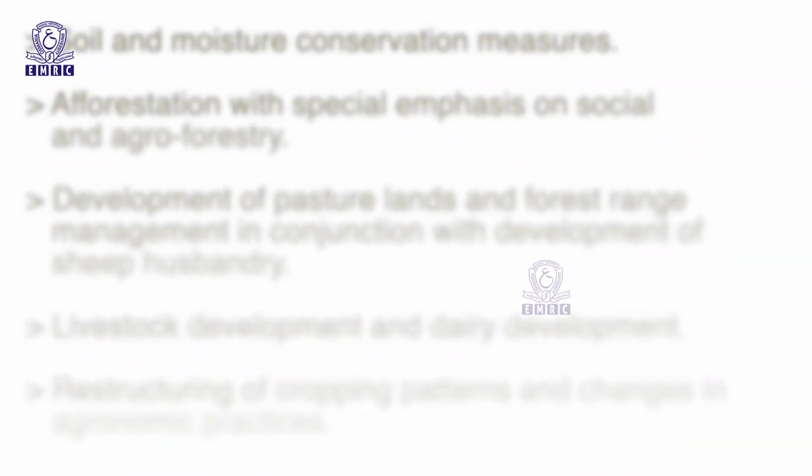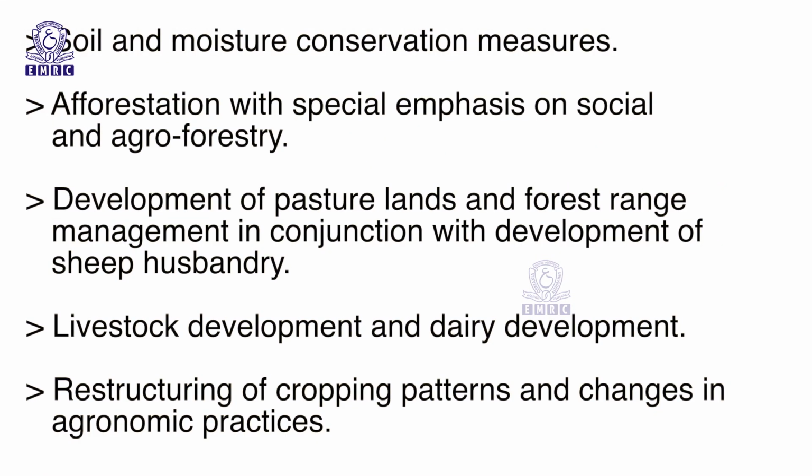And some of the important elements of the program include the integrated watershed management and management of water resources. Next, the soil and moisture conservation measures. Next, the afforestation with special emphasis on social and agroforestry. Development of pasture lands and forest range management in conjunction with development of sheep husbandry. Next, we have the livestock development and dairy development. Next, we have the restructuring of the cropping patterns and changes in agronomic practices.